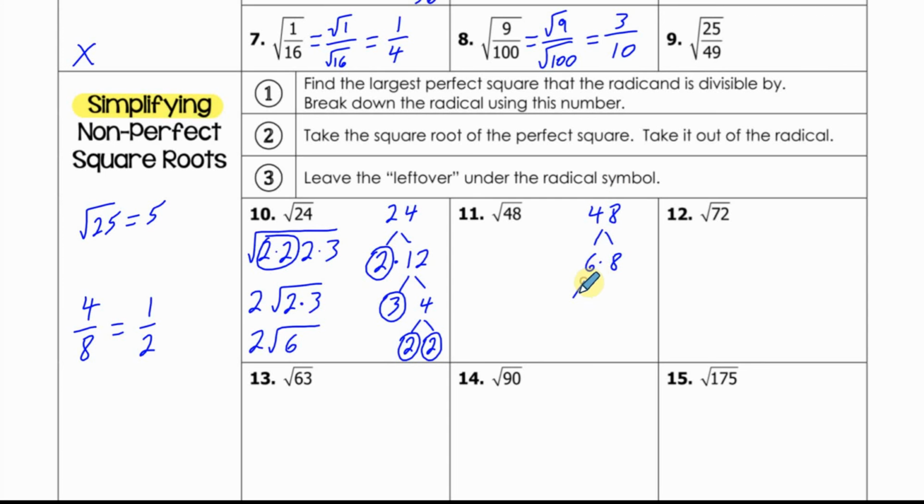Now I've got to pick a pair of numbers that I can multiply to make 6. Well, there's only one pair there, 2 times 3. I can't break up the 2. We've already discovered that over here. And I can't break up the 3. Again, we discovered that over here. Now the 8. Only one way to split up the 8. 2 times 4. I have to stop with the 2, but this 4, I can make that into 2 times 2.